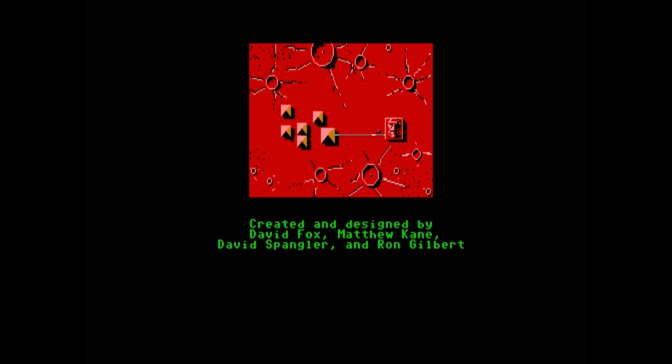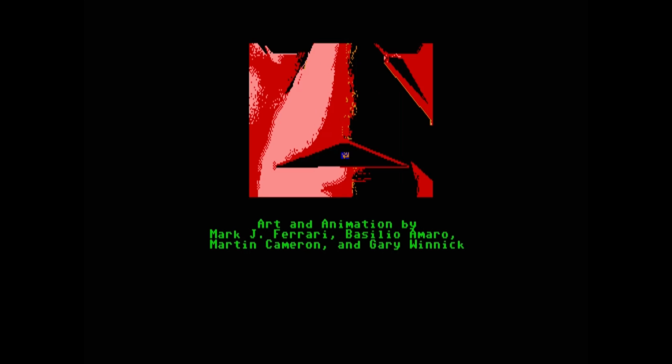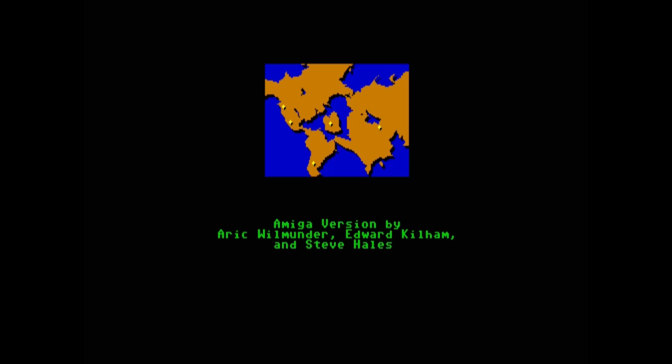This is Zak McKracken and the Alien Mindbenders for the Commodore Amiga, released back in 1988 by LucasArts. This was the second game that utilized the SCUMM gaming engine. That's S.C.U.M.M. This stands for Script Creator Utility for Maniac Mansion, which was the first game that used this particular engine. I believe Zak McKracken was first created for the Commodore 64, and then it was ported to other systems because it was so successful.